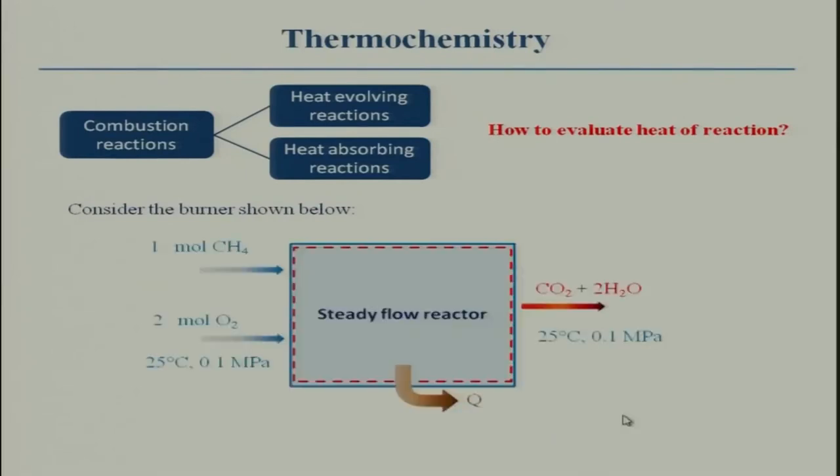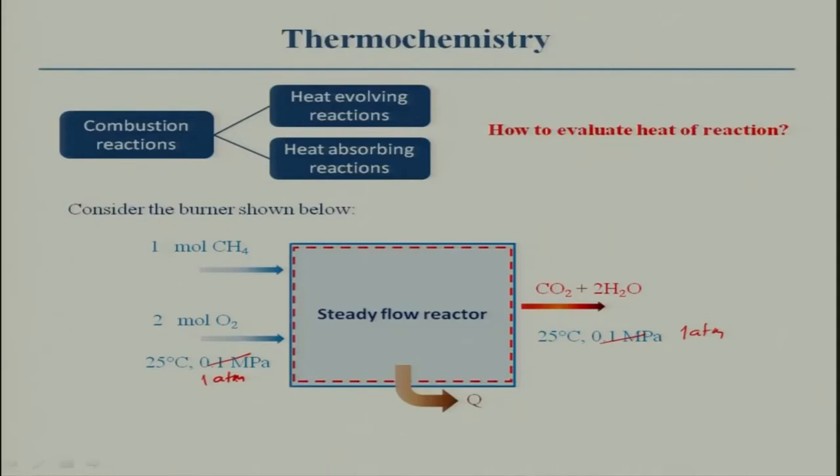Let us look at a burner which I have shown here. 1 mole of methane is reacting with 2 moles of oxidizer. Of course, it goes to the products, 1 mole of carbon dioxide and 2 moles of water. And keep in mind that the fuel and oxidizer enter this reactor or burner at 25 degrees Celsius and 0.1 megapascal. The products also leave at 25 degrees Celsius and 0.1 megapascal. It is not really 0.1 megapascal, I would suggest that it should be 1 atmospheric pressure. 1 atmosphere means 101325 Pascal.